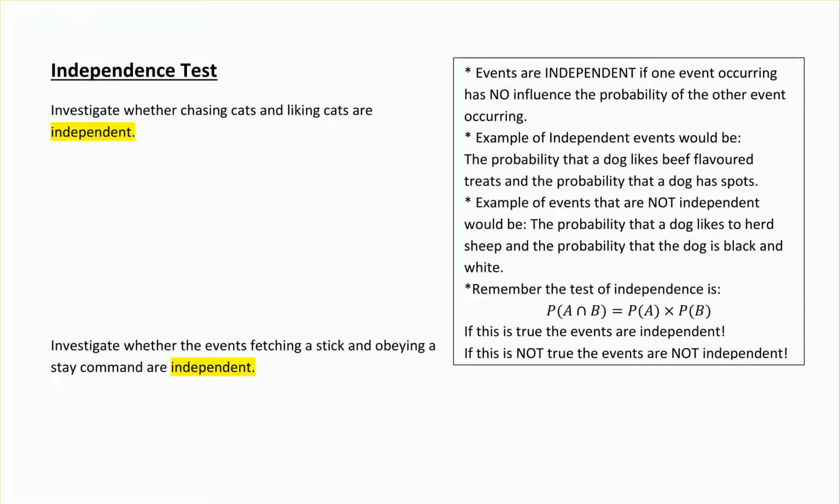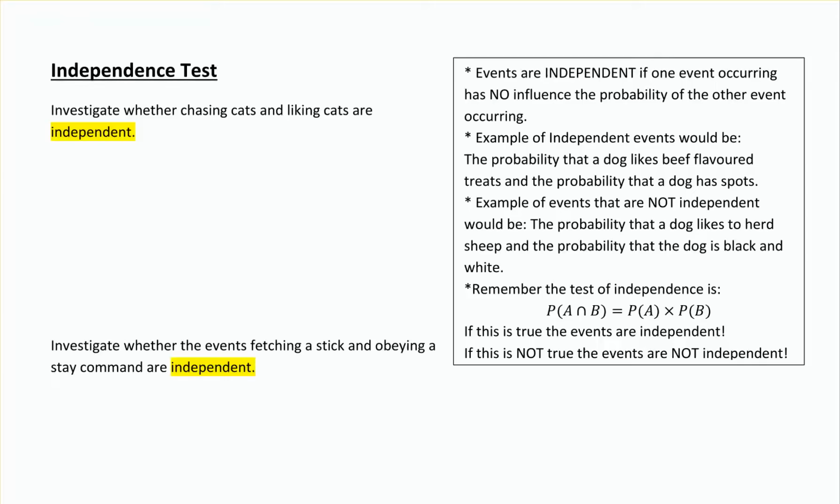So an example of an independent event in this case might be the probability the dog likes beef-flavored treats and the probability that the dog has spots. I'm assuming here that there's no connection to the fact that if a dog has spots, it would be more likely to like beef, or if it liked beef, for instance, it would be more likely to have spots. Those two events occurring, that it likes beef or that it has spots, are totally independent of each other. They have no influence on each other.